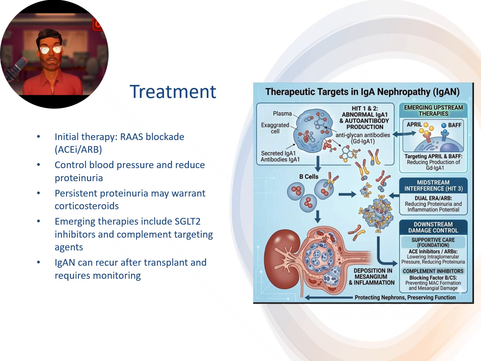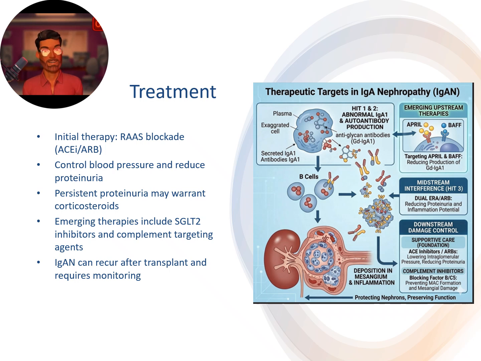There are emergent therapies, especially in the adult world, as it relates to IgA, especially SGLT2s, those are the flozins, and medications such as complement targeting agents. What you're seeing here on the right are some of the targeted agents in IgA nephropathy. Some of them are a bit more upstream from ACE inhibitors.